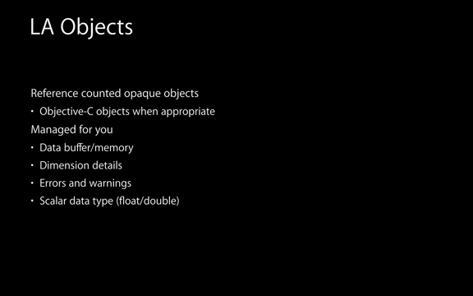Here, the object is going to keep track of the data buffer. It's going to keep track of the dimensions of each of these objects. Errors and warnings are attached directly to the object, making it really convenient. And then finally, scalar type. So with BLAS and LAPACK, we've got all the APIs duplicated, one for single and one for double. We can collapse all that down to half the number of APIs.